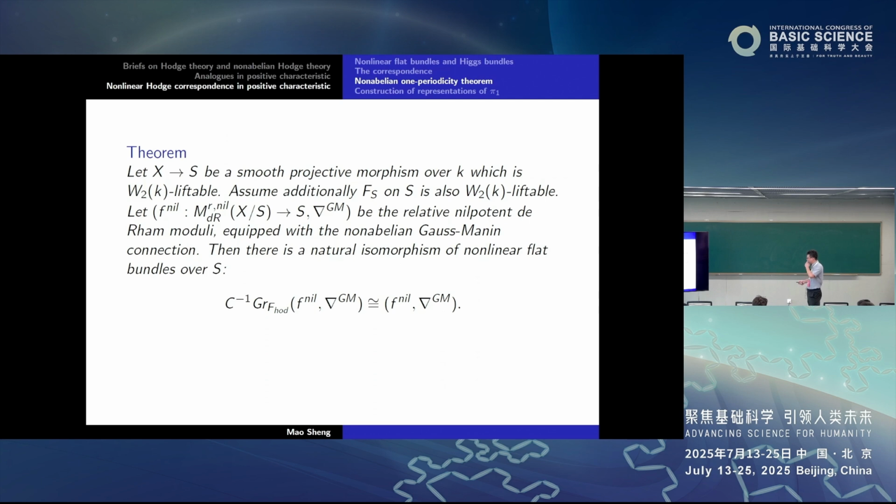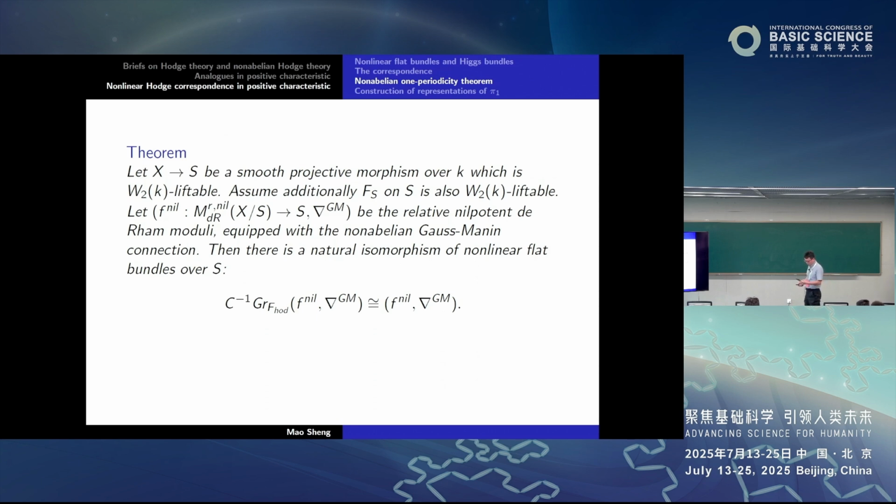So here we assume that S and this Frobenius is liftable. Then we show there's a one periodicity. In particular, the inverse Cartier is the inverse Cartier we defined above, in the correspondence. So this gives a perfect non-abelian analog of this one periodic theorem of August-Rogowski and Faltings.